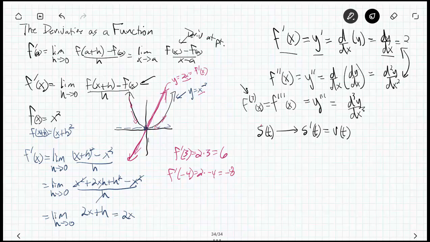I know that s double prime of t is equal to the first derivative of velocity, which is the acceleration, right? The instantaneous rate of change of position is velocity. The instantaneous rate of change of velocity is acceleration. If I want to take even higher order derivatives, like the third derivative, that would be the second derivative of velocity and the first derivative of acceleration. And what I get is referred to as jerk.